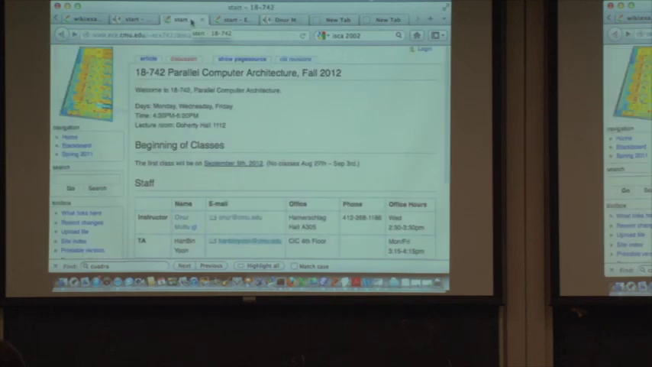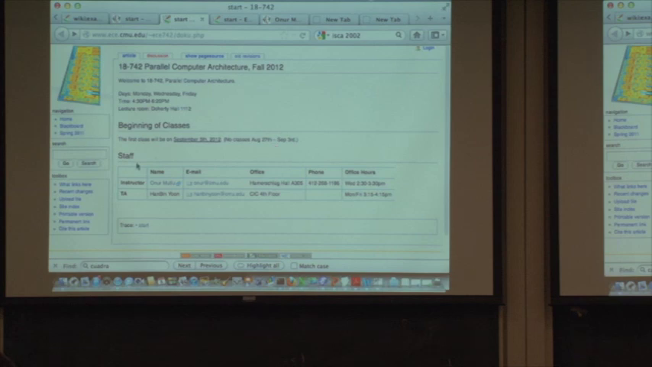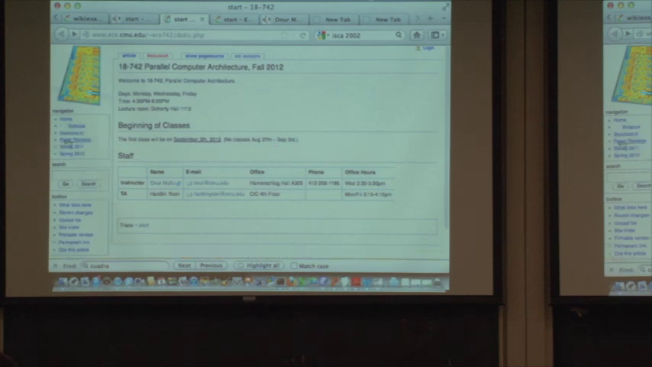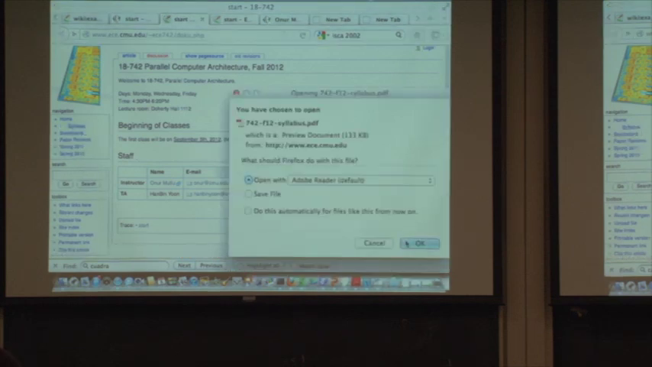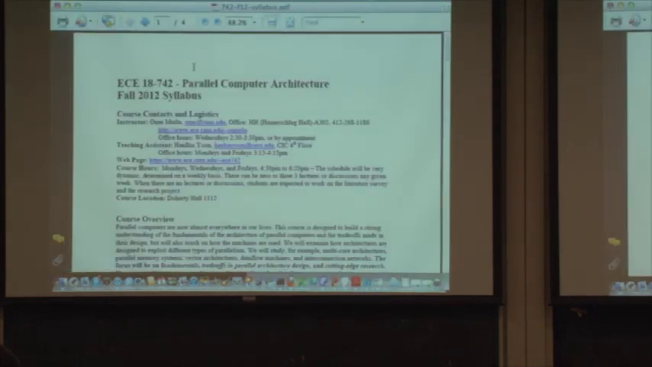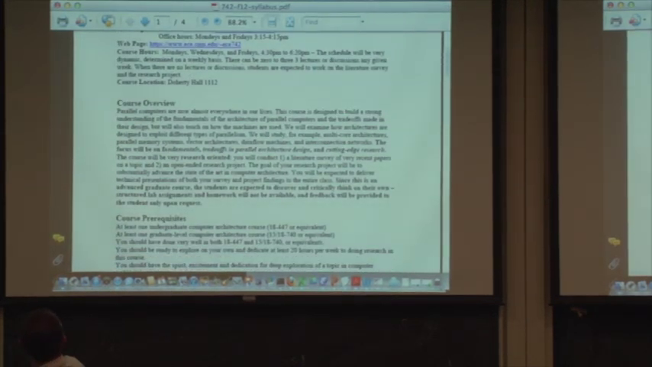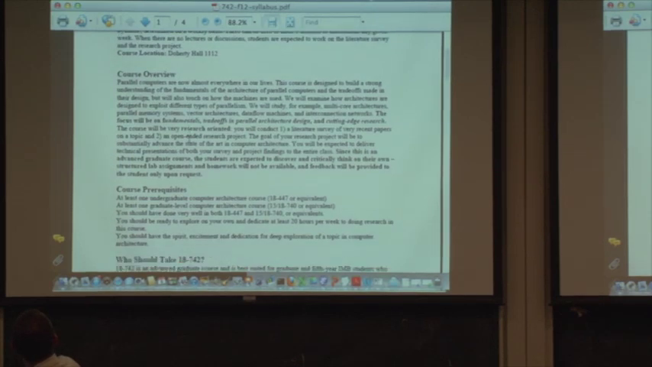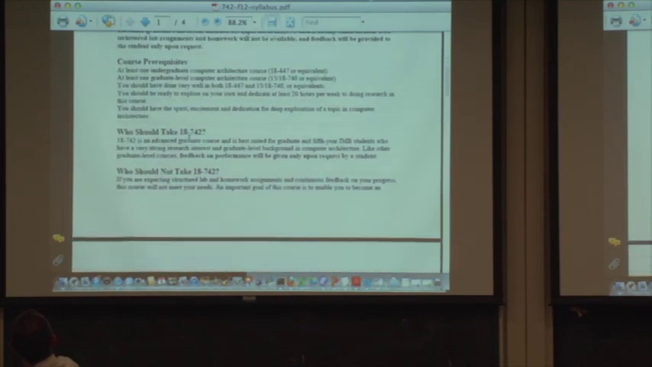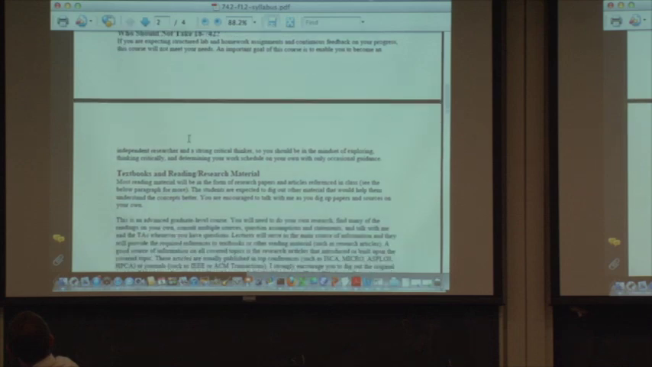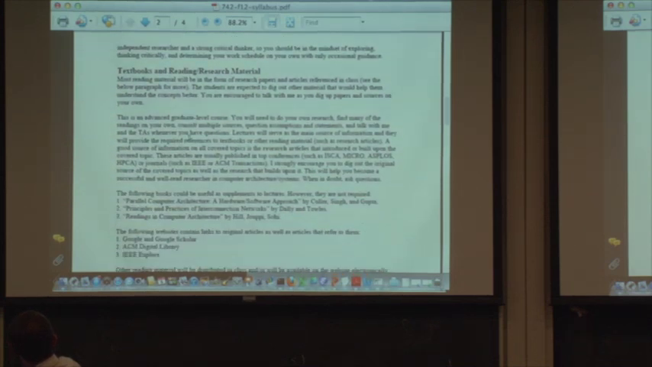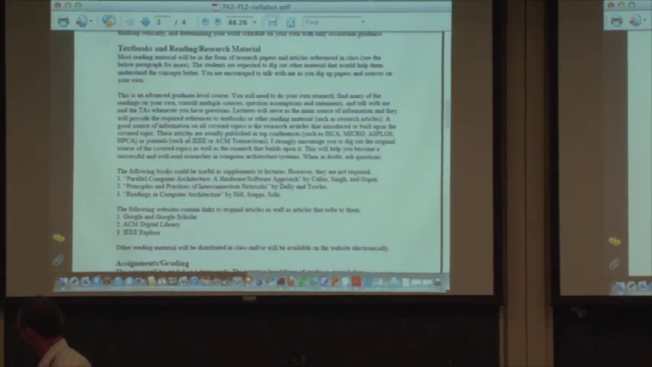Oh, there it is. Looks like I already opened it. But this is an older version. So you can access the syllabus that way. Can you see all of this? Yeah. You should read the syllabus also, because it has links to some of the required readings.